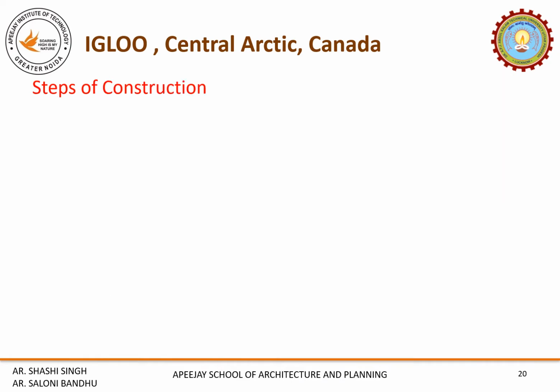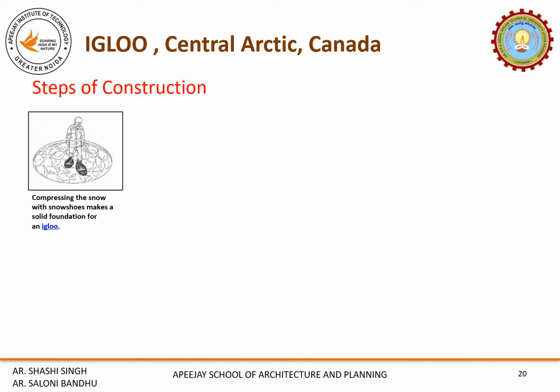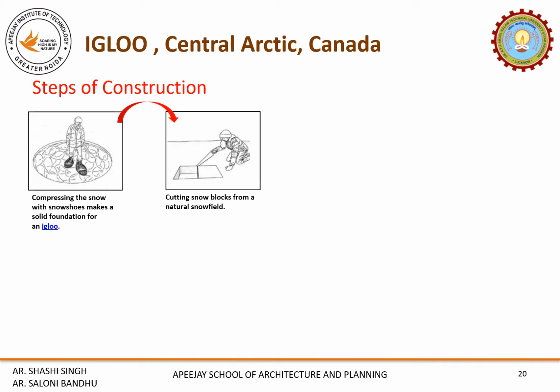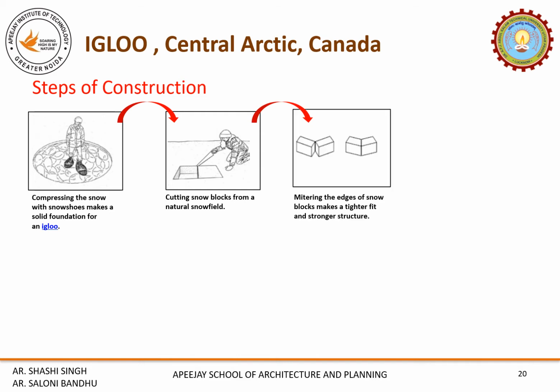The steps followed in the construction of an igloo are: first is compressing the snow with the snowshoes to make a solid foundation for an igloo. Second is cutting the snow blocks from a natural snow field. Third is mitering the edges of a snow block to make a tighter fit and a stronger structure.